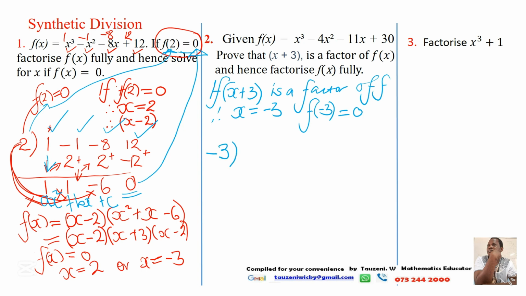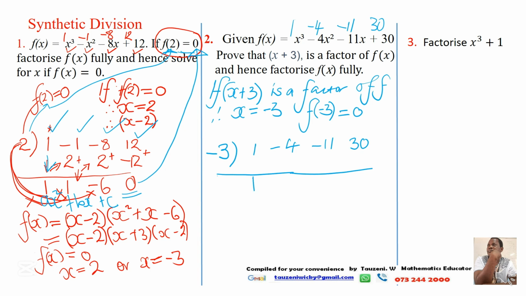Then you write the coefficients of this given expression. The coefficient of x cubed is 1. The coefficient of x squared is negative 4. The coefficient of x is negative 11. The last term is 30. Those 4 numbers are the ones that follow this expression: 1, negative 4, negative 11, and 30. Please remember, these numbers are coming from the coefficients of the given expression.